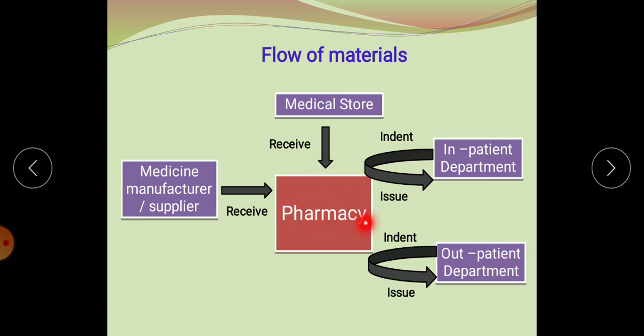As the pharmacy delivers medicine to the inpatient department and outpatient department, it receives a requisition, which is called the indent. This indent is received from the inpatient department or from the outpatient department. On the basis of those indents, they place an order with the medical store, manufacturer or supplier, then again receive the medicines and pharmaceutical products, then again dispense those items to the inpatient department and outpatient department. So this is a continuous process.